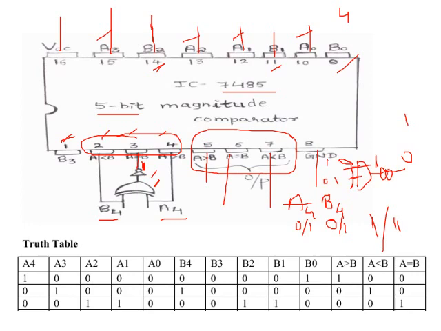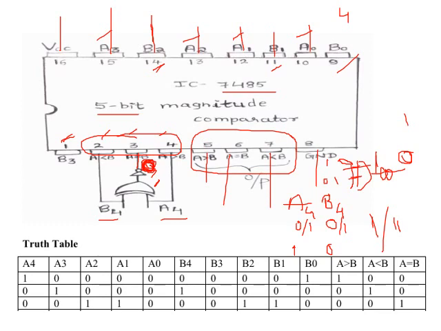Similarly, whenever these are different, say A4 is 1 and B4 is 0, what will happen? The output of XOR will be 1, correct? But the output of NOT will become 0. So here it will be 0. What is it indicating? 0 means A4 and B4 are not equal. A equals B is false. 0 means false. That means A is not equal to B, correct?